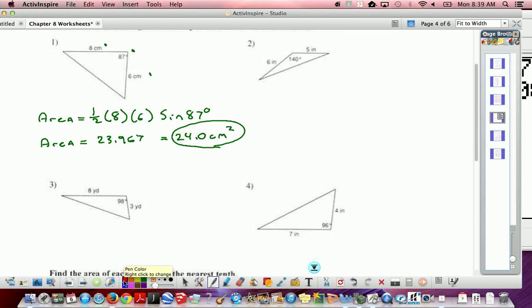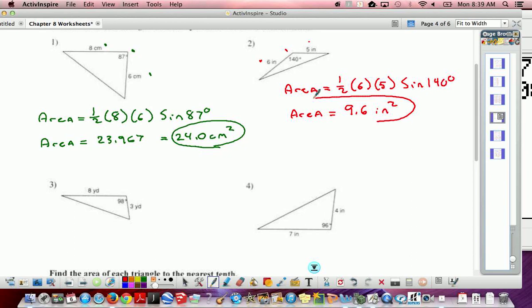Number 2, same process. Notice how you have side, angle, side. So my area is equal to 1/2 times 6 times 5 times sine of 140 degrees. If I type that into my calculator, my area should end up equaling 9.6 inches squared.